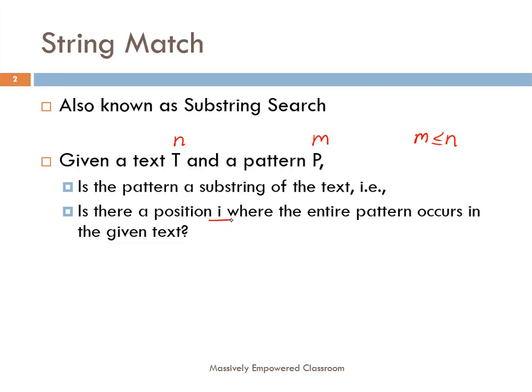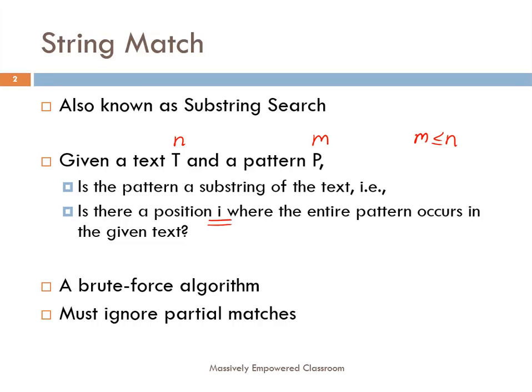That is, is there a position i in the given text T starting from which the entire pattern P occurs in the text? Let's look at an example to make that clear. And of course, we are going to consider a brute force algorithm in this lesson. Before we look at the example, one thing to note: a partial match is not good enough. Let's say the pattern had 4 characters and only the first 2 are present. That is not a successful search. The entire pattern must be present in the given string.